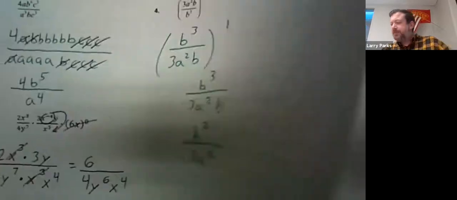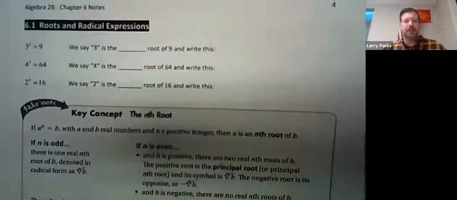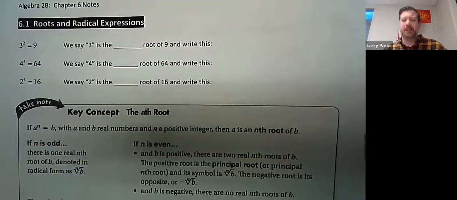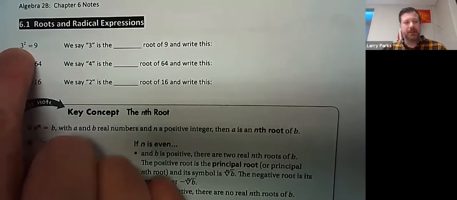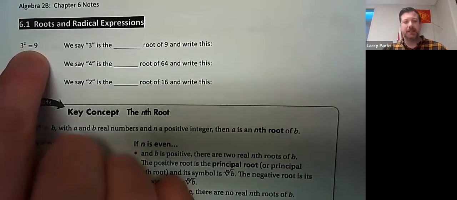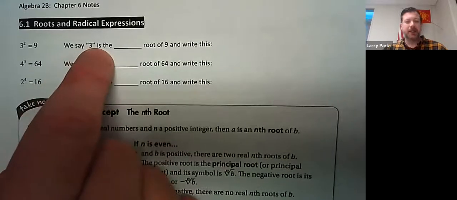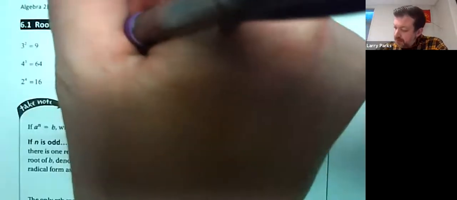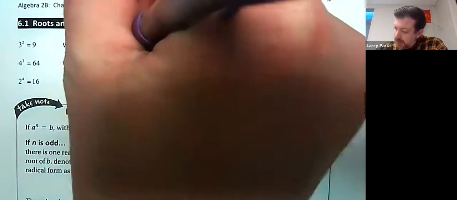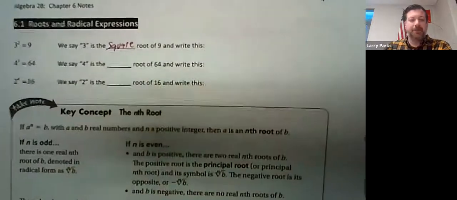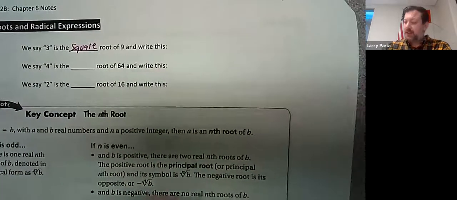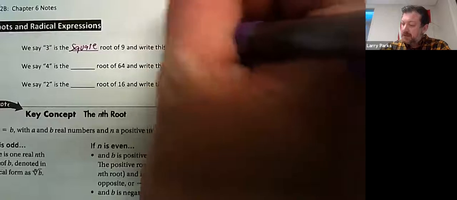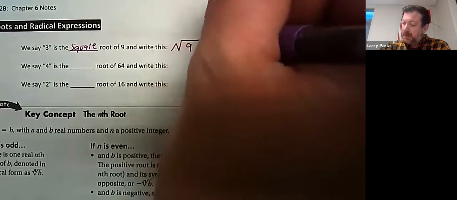So let's get into a little bit in radicals and then we'll call it a day. So this is an exponent. 3 squared is 9. We say that 3 is the square root of 9, and we write it like this. Square root of 9 equals 3.